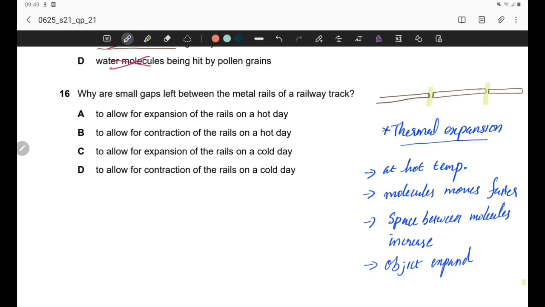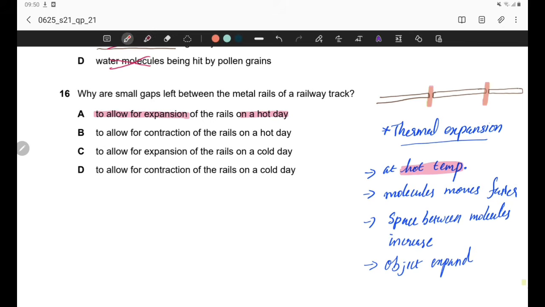So this will be applicable for the rail tracks also. The metal rails in hot weather or in summer will expand. So there should be enough space to expand. That's why we are leaving some spaces. Now we can look at the options. Option A says to allow for expansion of the rails on a hot day. That is correct. We have already discussed the expansion, which will happen on hot days.